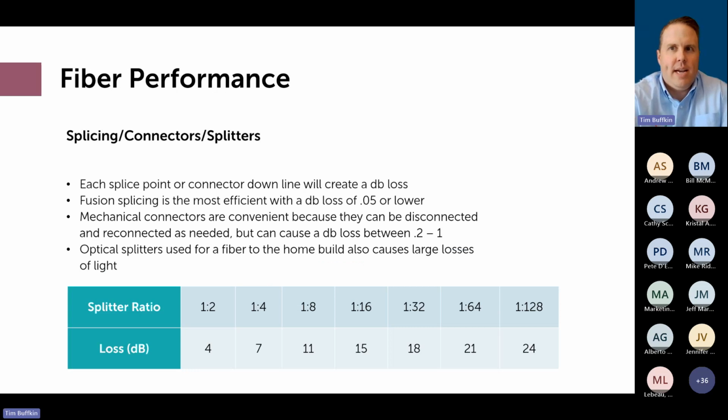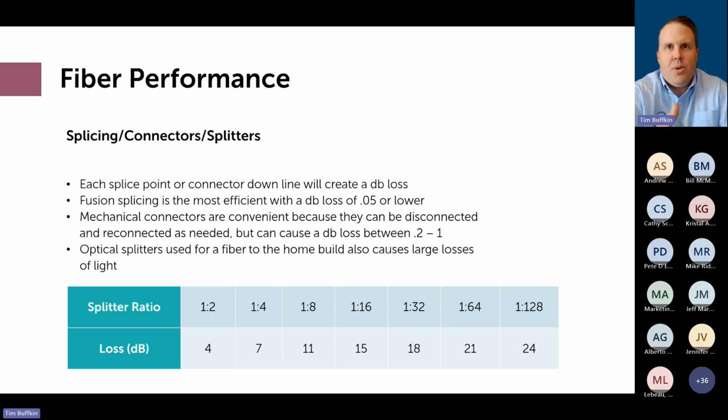The other thing that can add loss from point A to point B is connecting fibers. Maybe instead of 10 kilometers, you've got 100 kilometers. Now between there, you're going to have places where you have to connect multiple fibers together. You might do a fusion splice, you might add in connectors, or you might be building a fiber to the home network where you're using optical splitters. Each one of those things is going to add dB loss to that run from point A to point B.